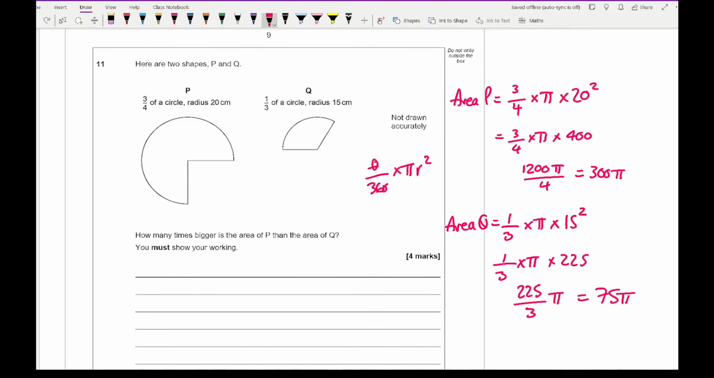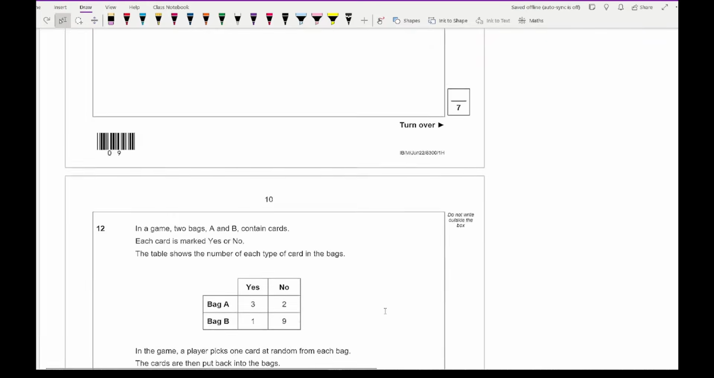So then how many times bigger? Well, it's going to be 300 over 75, and I can simplify that by dividing both numbers by 25, in which I get 12 and I get 3, and that then becomes 4, so it's 4 times bigger. If you're wondering where this has come from, if I had pi there, again I could cancel them down, and it gives me my simplified fraction of 4.